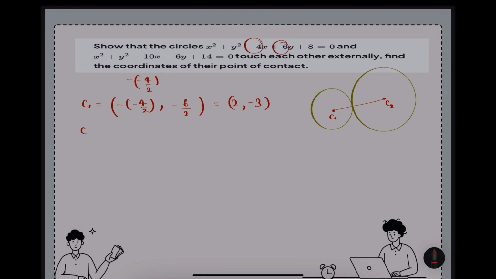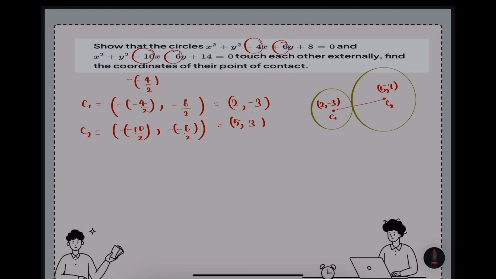Now let's go with the center of the second circle. So divide the coefficient of x by 2, then multiply by minus. Divide the coefficient of y by 2, then multiply by minus. So it is 5 comma 3. So suppose C1 is 2 comma minus 3 and C2 is 5 comma 3.